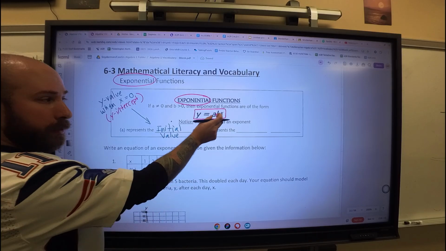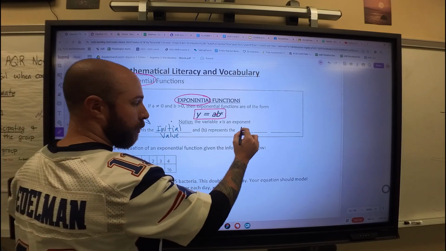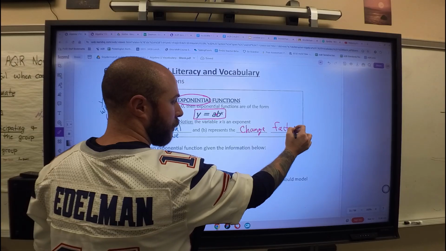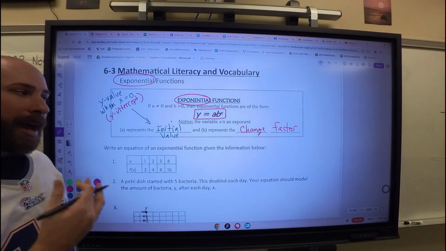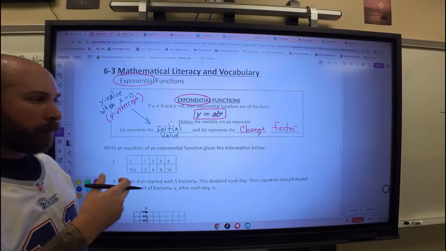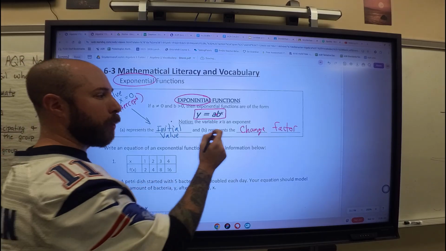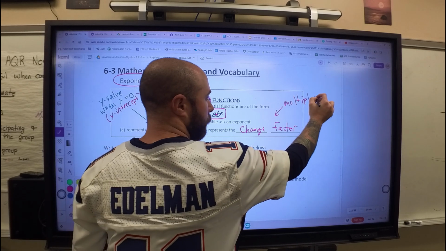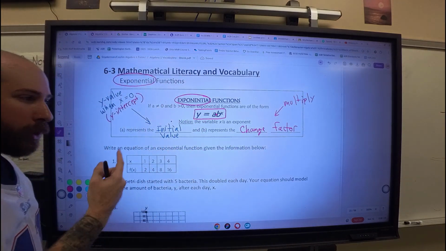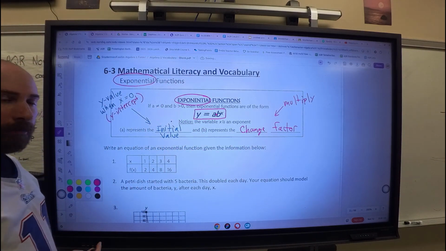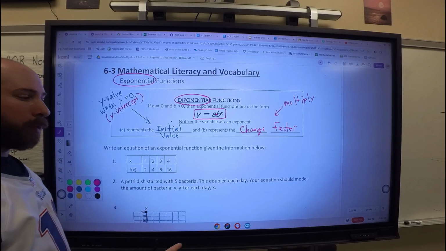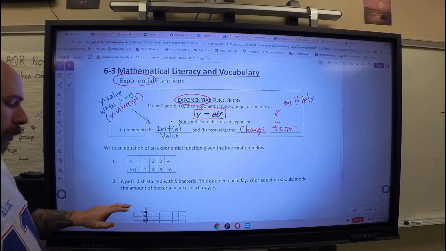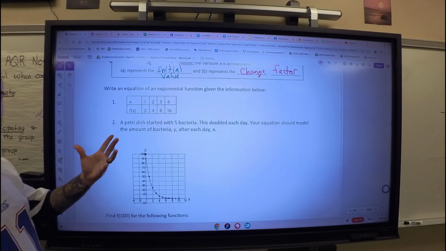Now our value of b, this is what we call the change factor. And this is how our y values change from one to the next to the next. And the important thing about this is that it's whatever number we are going to multiply each time to get our next y value. Not add, not subtract, not divide, but multiply. All right, so let's use this information, and we're going to work on a couple of these problems and write the functions together.